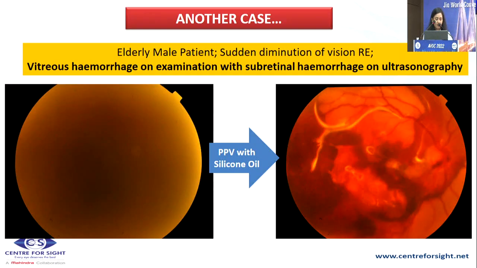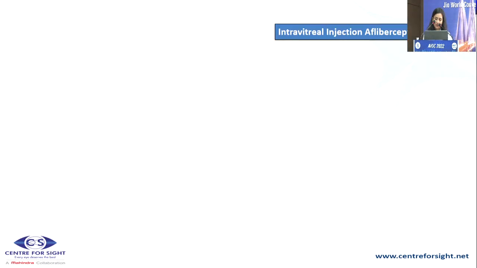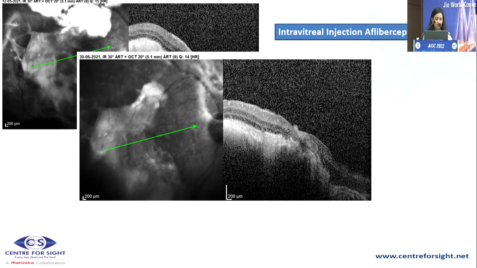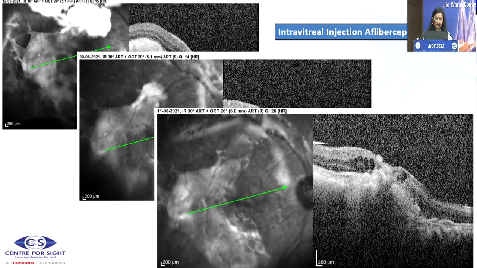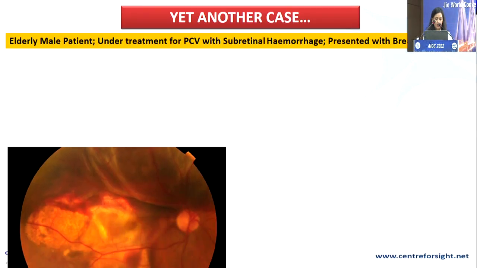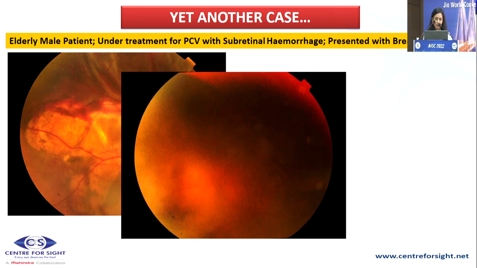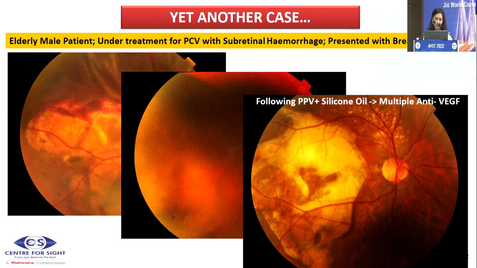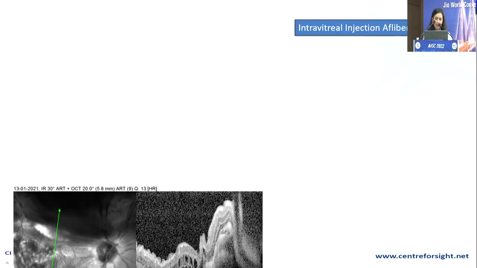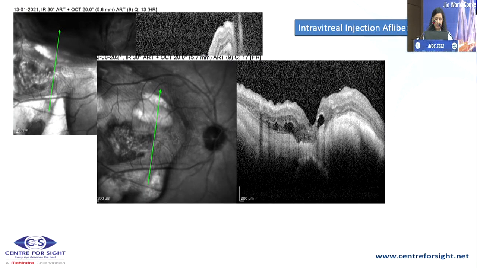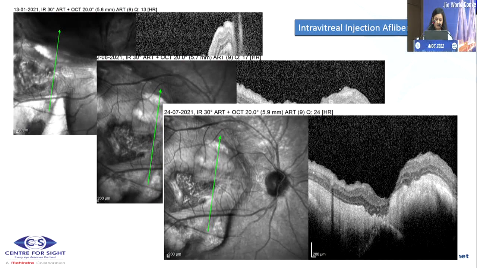This is yet another case of another patient who presented with vitreous hemorrhage. And again, multiple injections of aflibercept were given. And a patient who was already under treatment for PCV, however, presented with breakthrough vitreous hemorrhage, was taken up for pars plana vitrectomy with silicone oil, along with, again, serial injections of intravitreal aflibercept.